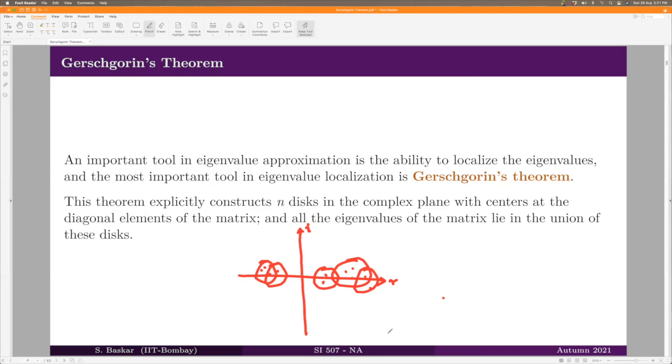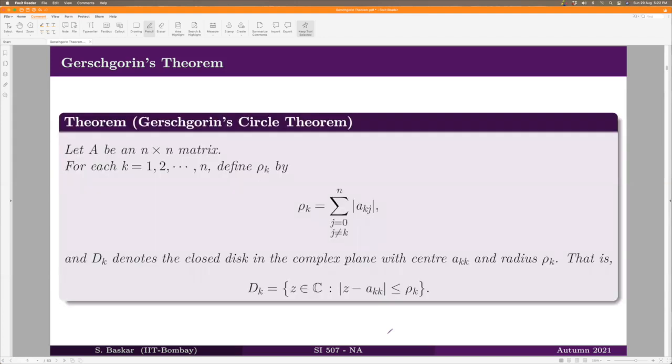Well, this tool can be used in a restricted way to decide whether the given matrix has a unique dominant eigenvalue or not. We will come to that part later. First, let us precisely state the theorem, and we will also prove one part of the theorem which is rather simple to prove.